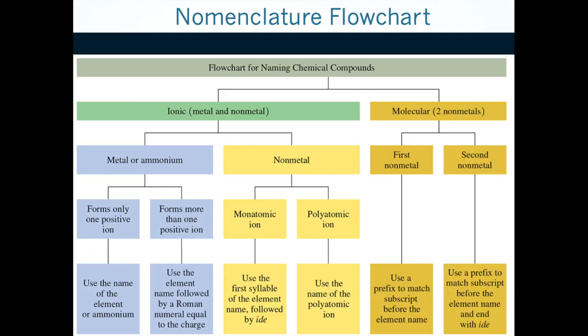Now occasionally you might have ammonium, which is a positive polyatomic ion, so it might be good to start recognizing NH4 as ammonium, if you haven't already memorized that yet. But my point here is that as soon as you see that first element is a metal or ammonium, you automatically know that you're dealing with an ionic compound. And then immediately you start going into your ionic rules.